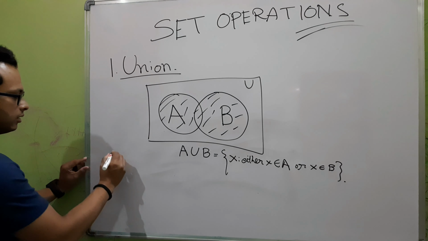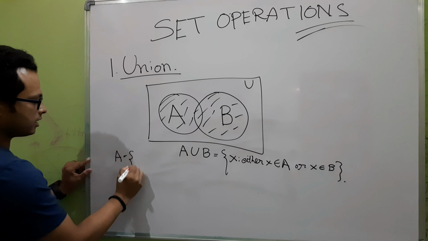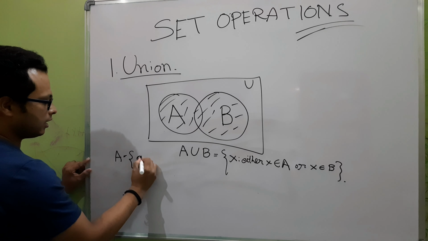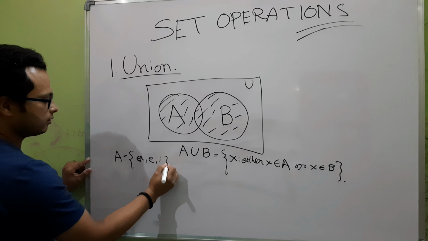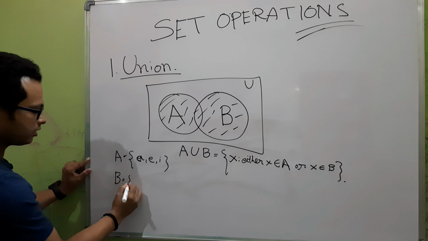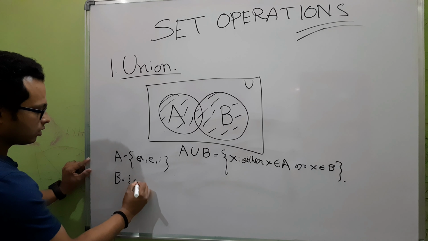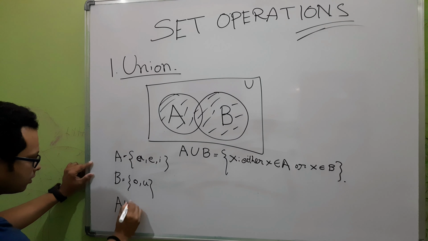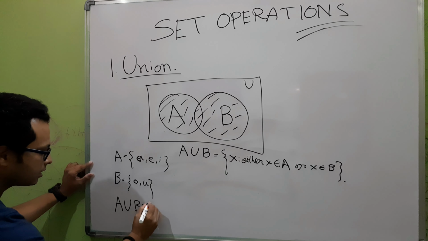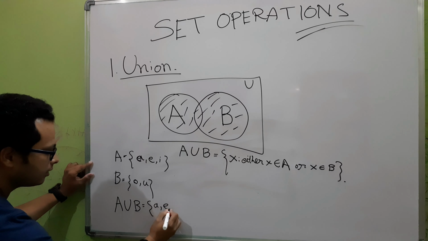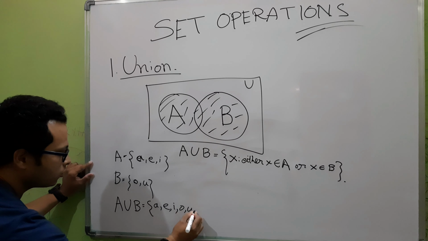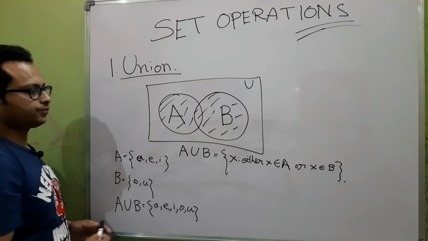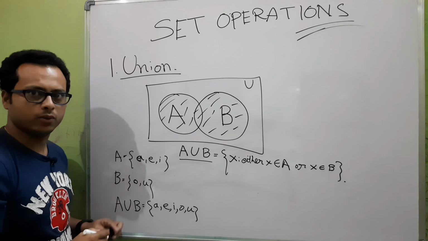A simple example: a set A contains the elements A, E, I, and another set B contains the elements O and U. Then A union B is represented as A, E, I, O, U. This is the union, A union B. Very simple one, right?